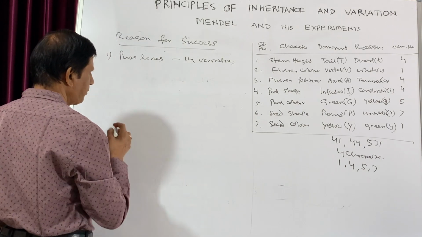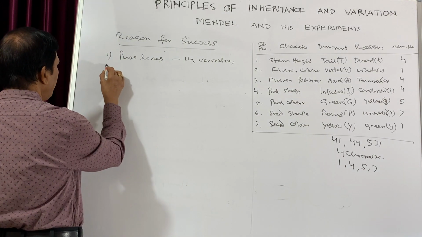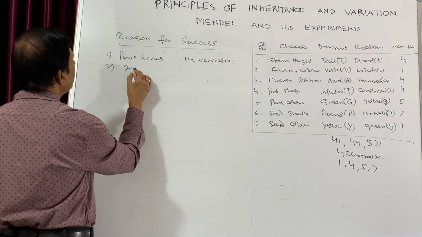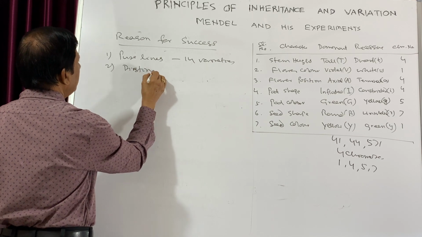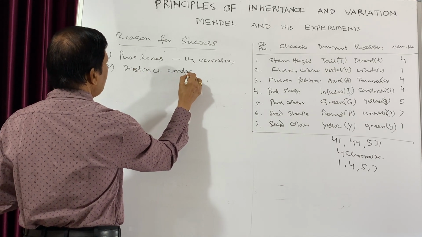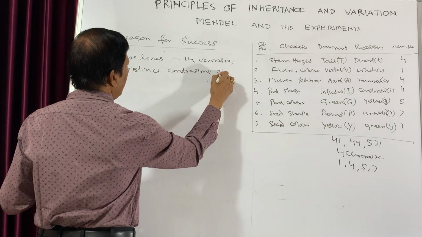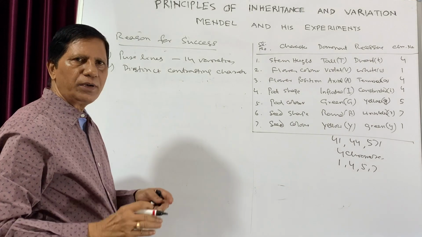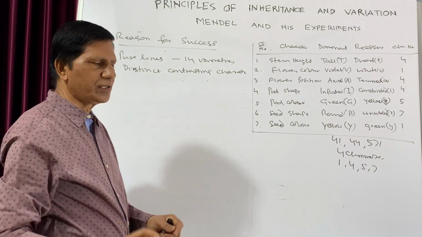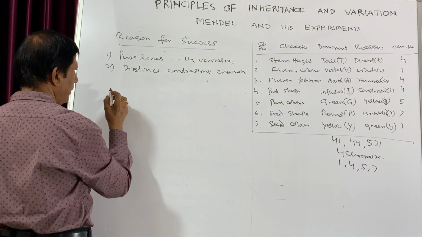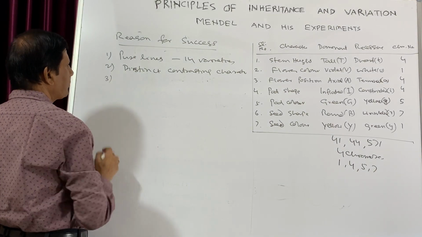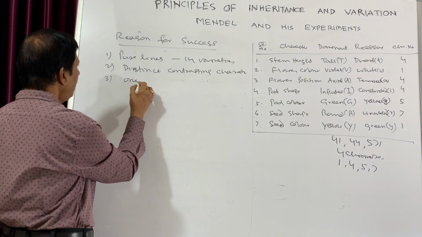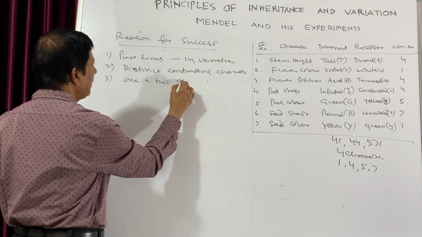That is number 1. The second point is that distinct contrasting characters were there. That means there is no mixing of characters. Only the characters were contrasting. That is another important point. Then during his experiment, he took only 1 or 2 characters at a time.